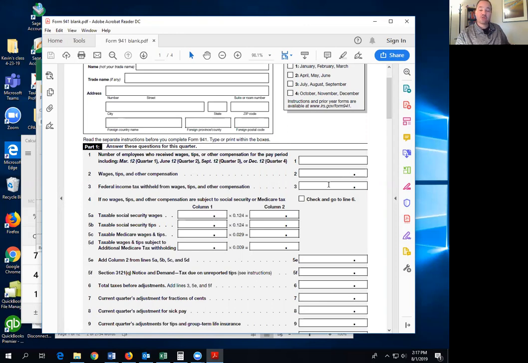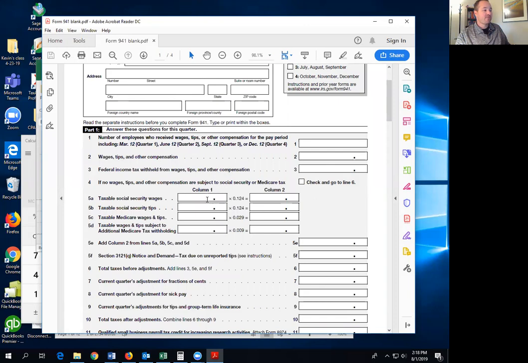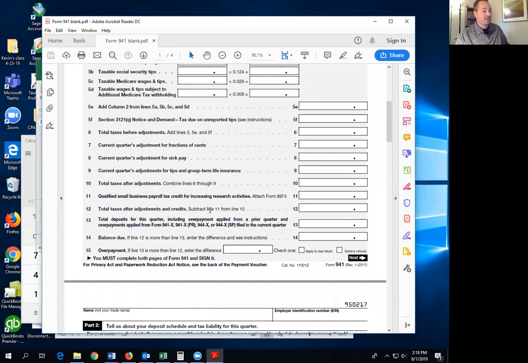Line 3 is how much you've actually taken out of all your employees' checks, the federal withholdings. Line 4, we're not going to worry about. We're going to skip down to lines 5A and 5C. Those are the 2 we're going to work on, and those, along with the very bottom, line 16 in part 2, are going to be your hardest lines.